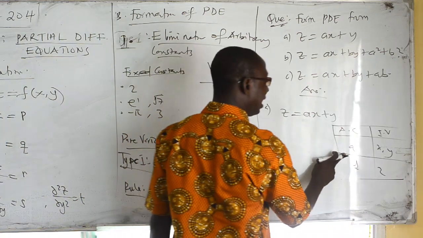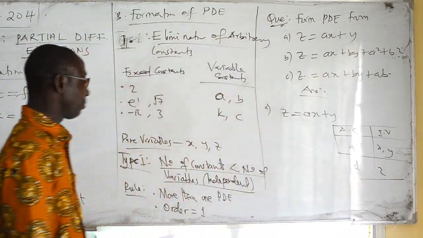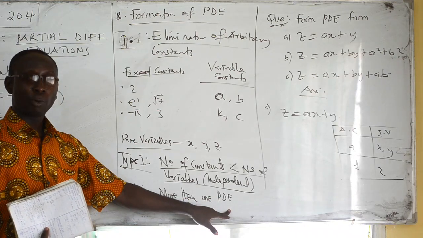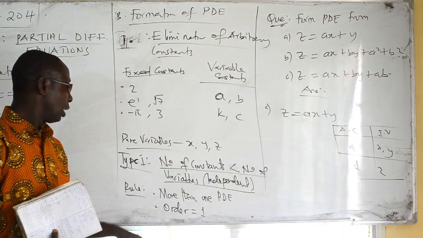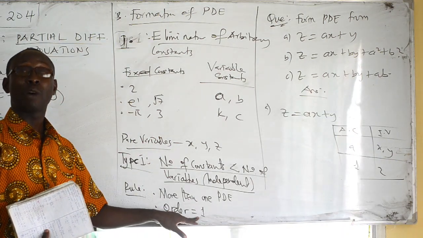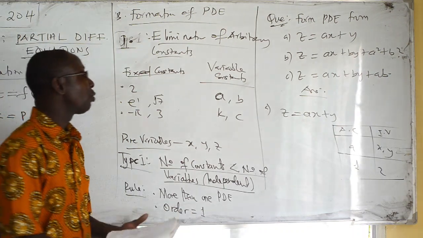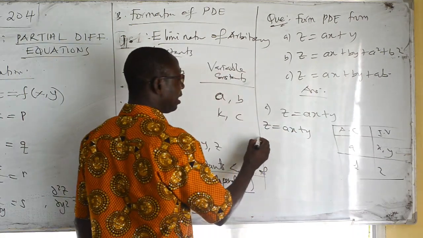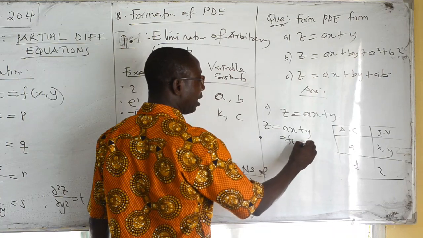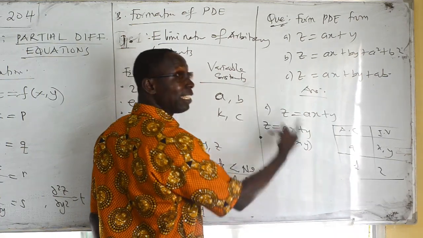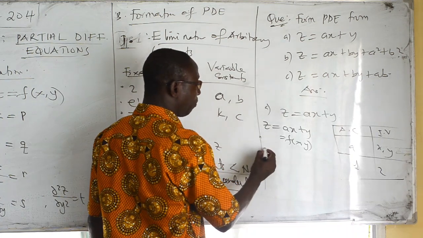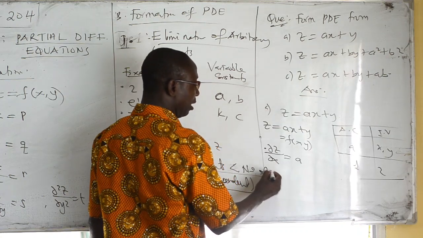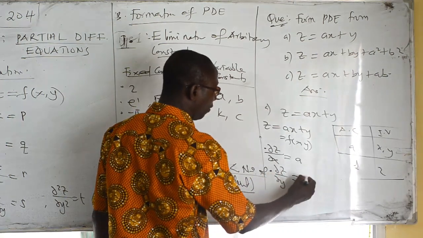Now, because 1 is less than 2, it means that the PDE that we are forming, we're going to get more than one PDE. We're going to get more than one equation. And how many times are you supposed to differentiate? You're supposed to differentiate it once because the order is 1. So let's come back here. If I have Z is equal to AX plus Y, then this tells you that Z is a function of X, Y. I'm supposed to differentiate Z with respect to X and differentiate Z with respect to Y. So we're going to have partial Z with respect to X, which will give me A. Then partial Z with respect to Y will give me 1.